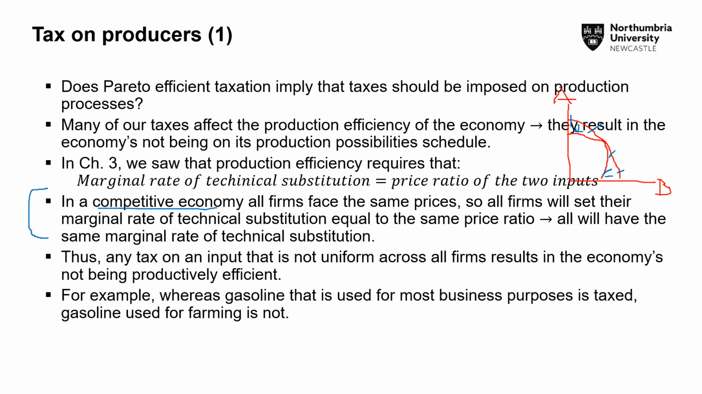So for example, let's say one of our inputs is gasoline, and all firms use gasoline. Two types of businesses that exist in our perfectly competitive economy are businesses and also farming, and both of them use gasoline, in other words, petrol. So let's say that we now tax this input, the same input, for businesses, but not for farming. So therefore, there is a non-uniform tax that is charged on petrol. Businesses pay a tax on petrol, whereas farmers do not pay a tax on petrol. What is the result of that? The result is a deviation from productive efficiency.